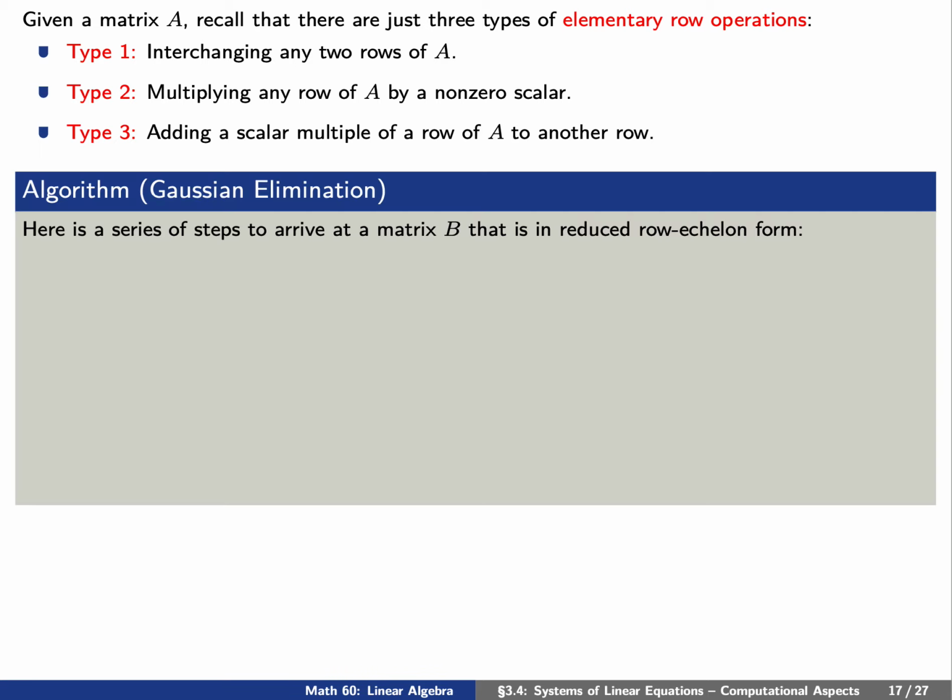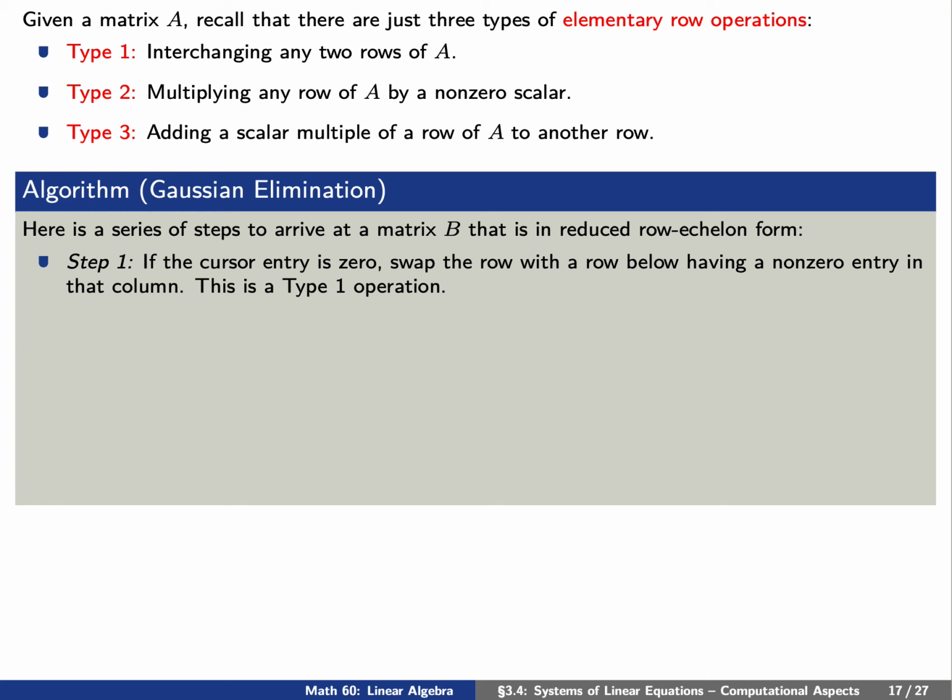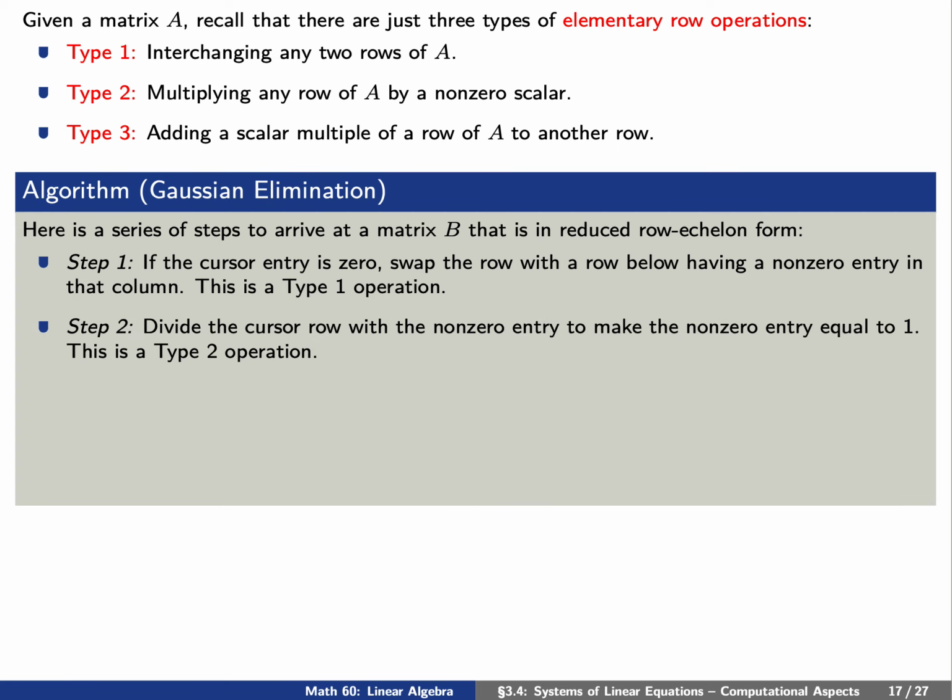We're going to introduce a series of steps to arrive at a matrix B that is in reduced row echelon form. Step number 1. Let's start perhaps at the upper left entry. If we have zeros, then we're going to swap with the row below so that we have a non-zero entry in this first column. Again, we're swapping so that at least we have a non-zero entry to start with. This interchanging of rows is what we'll call a type 1 operation. Once we have this non-zero entry, let's divide the entire row by this non-zero number so that the entry we have now becomes a 1.